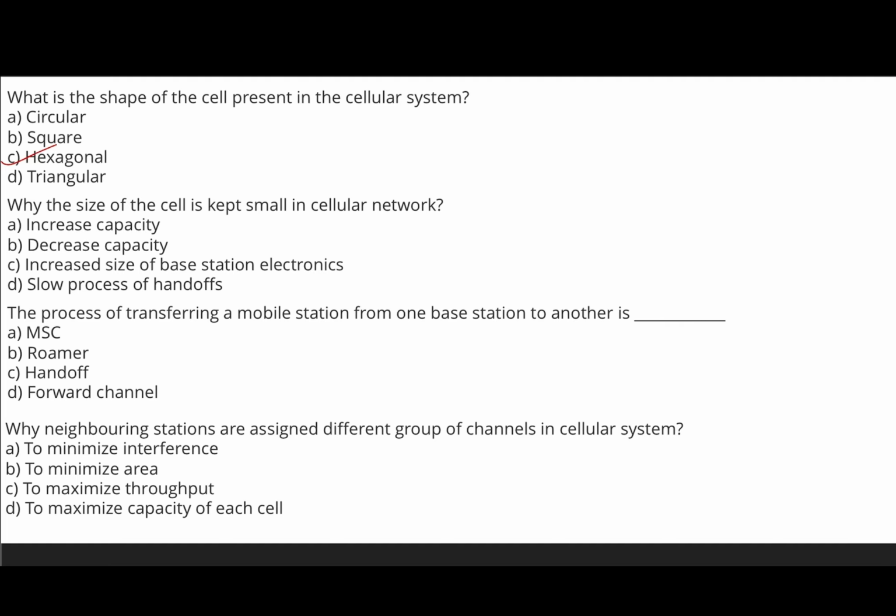Next question: why is the size of the cell kept small in cellular network? Option A, increased capacity. Option D, decreased capacity.